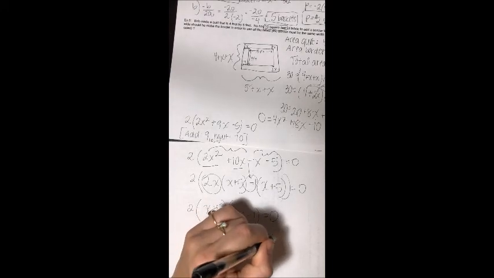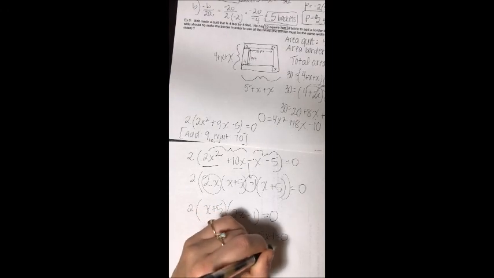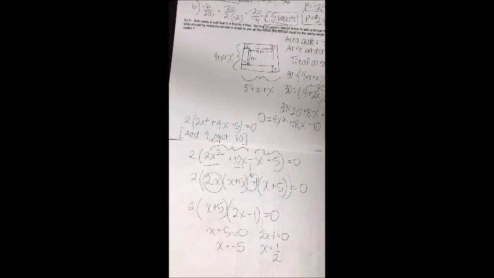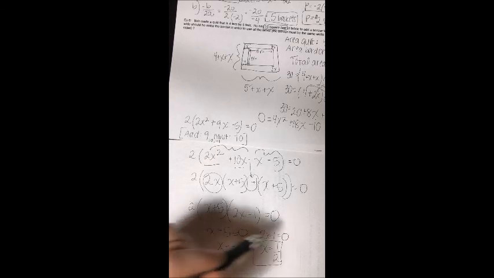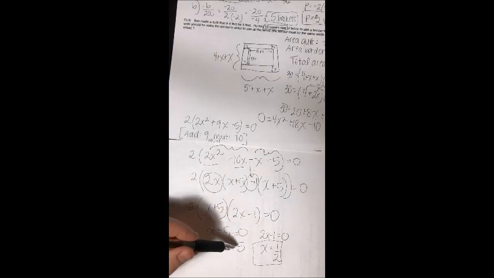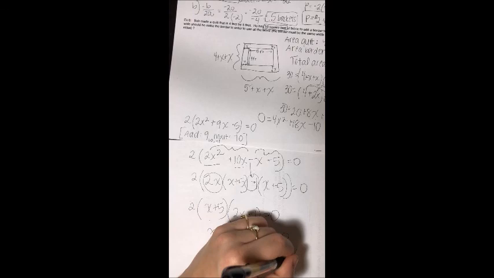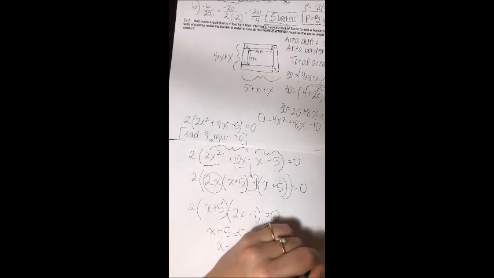So now set these equal to 0. I get x equals -5 and x equals 1/2. So what makes more sense, to have a negative value for the width of our border, or to have 1/2? Well, it definitely makes more sense to say our border is 1/2 feet wide, not -5 feet wide. So 1/2 feet wide is our border.